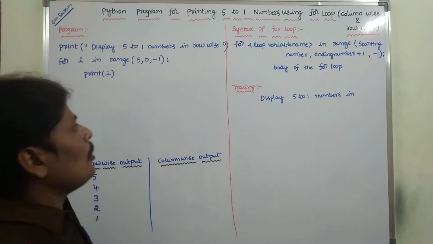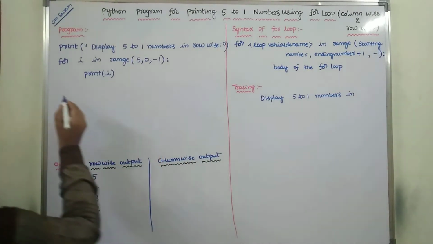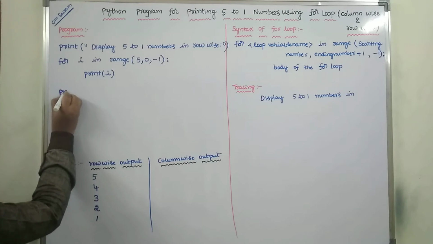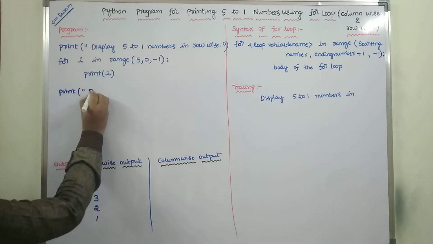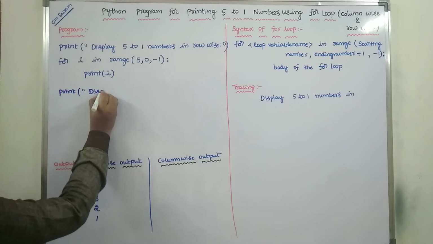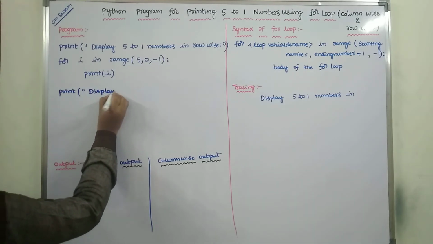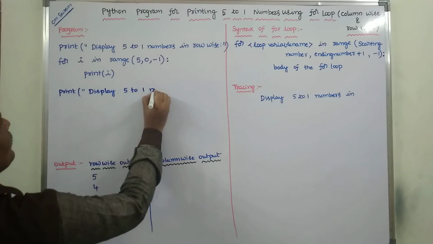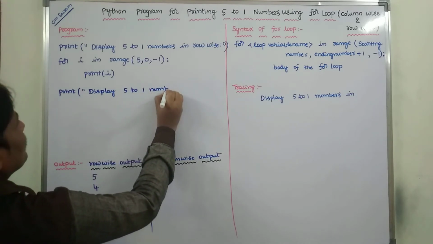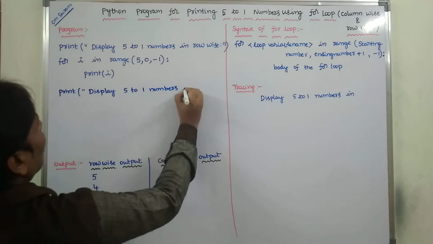Okay, now print, display 5 to 1 numbers in column wise.